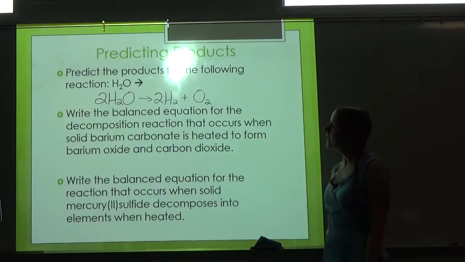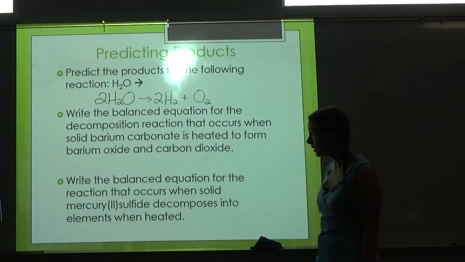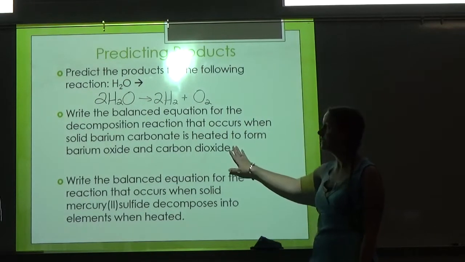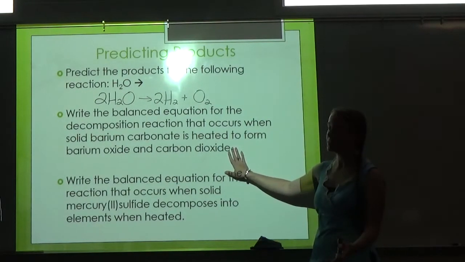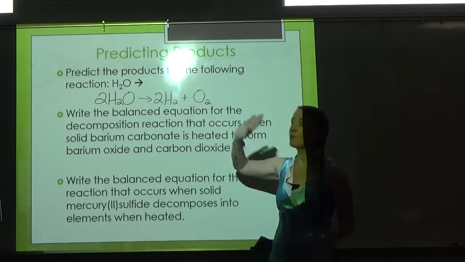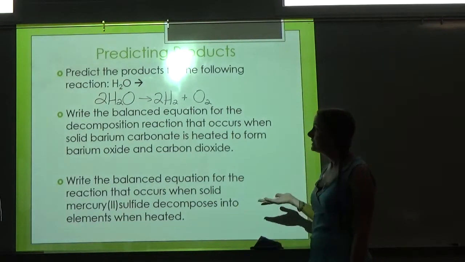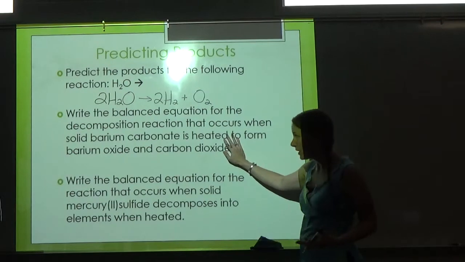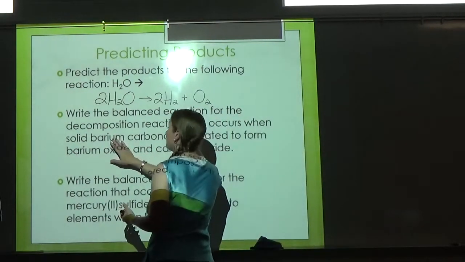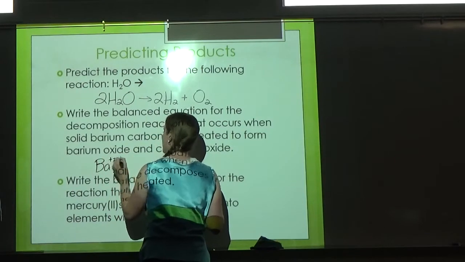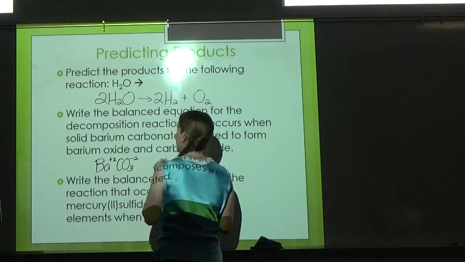It says, write the balanced equation for the decomposition reaction that occurs when solid barium carbonate is heated to form barium oxide and carbon dioxide. On this one, they told you what the products are. If it's not just something breaking up into its elements, I'll usually tell you what the products are. So in this case, this is really just a word equation problem. We have barium carbonate, so barium is Ba with a positive 2 charge. Carbonate is CO3 with a negative 2 charge.